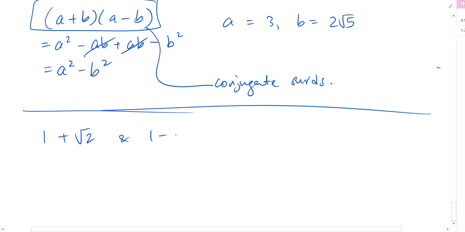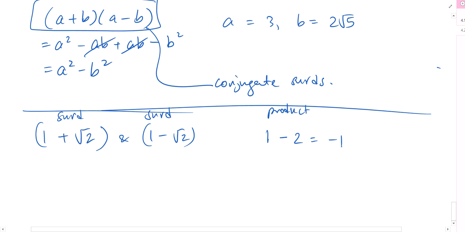And 1 minus root 2. Okay. So these two, they come in a pair. If I multiply them together, I will get, okay, surd, conjugate, then product. Mentally, can you tell me what's the answer? 1 minus 2 equals negative 1.